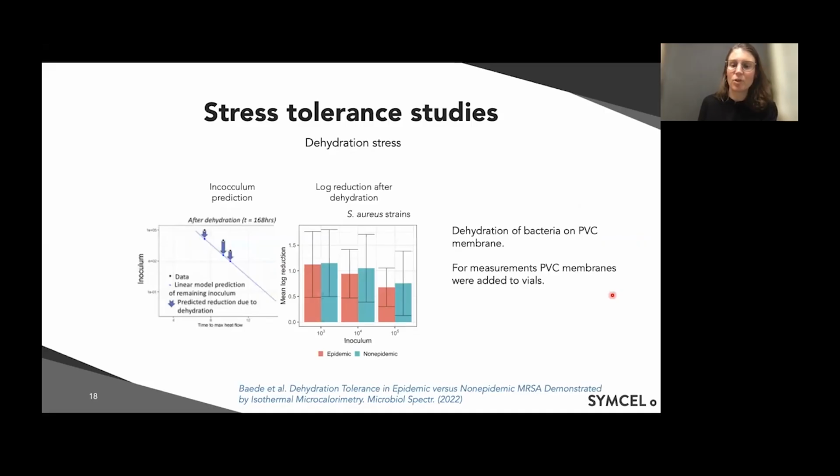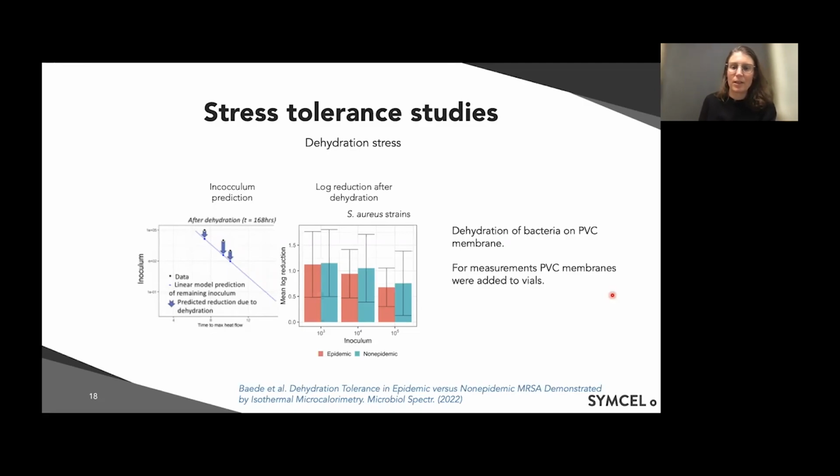Another interesting thing you can do with the method is to assess stress tolerance. For instance, when you ingest a probiotic, it needs to pass the GI tract, and these are also the types of stresses that the microorganisms face. You want to see how many cells actually survive or stay viable throughout the process. This is another example for stress. This is dehydration stress, but it is also just to illustrate how you can assess stress with this method.